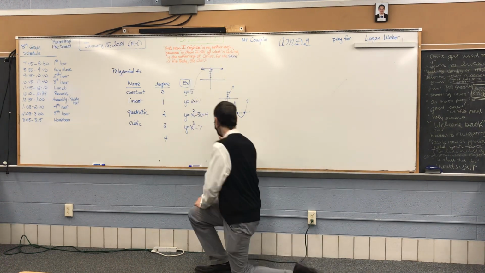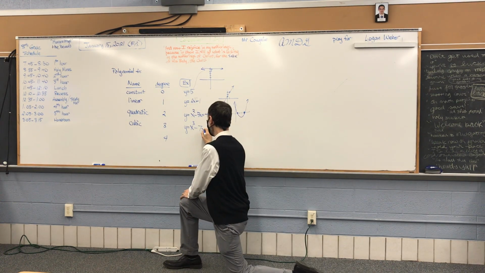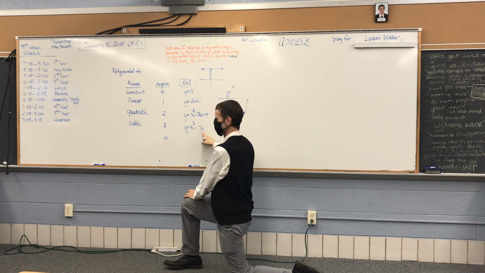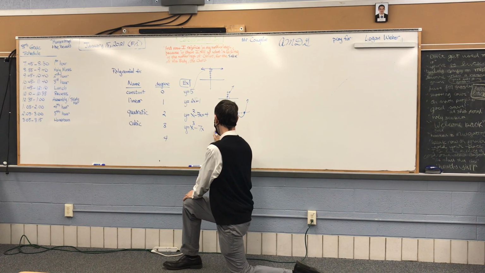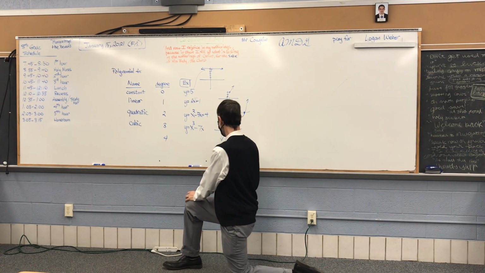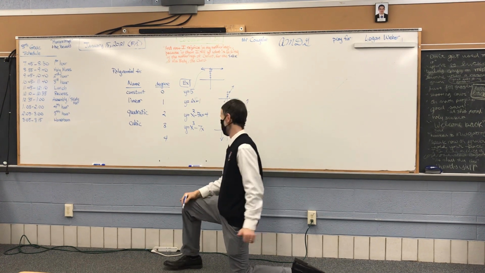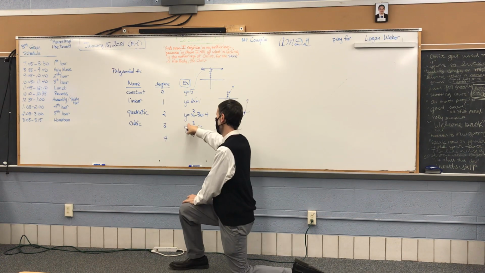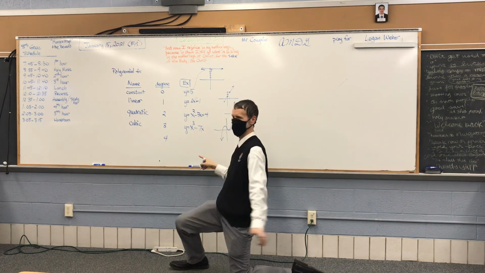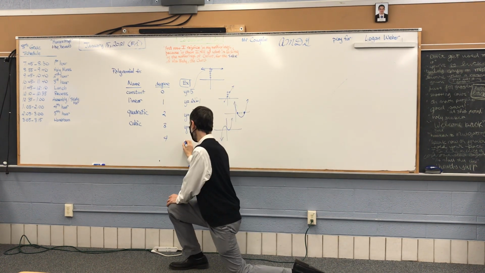If I actually put an x at the end of this, it'll make a nice looking graph. It kind of looks like this. That's a cubic. It goes up, down, up. Or if you start negative, it'll be upside down: down, up, down. Okay. And last one.